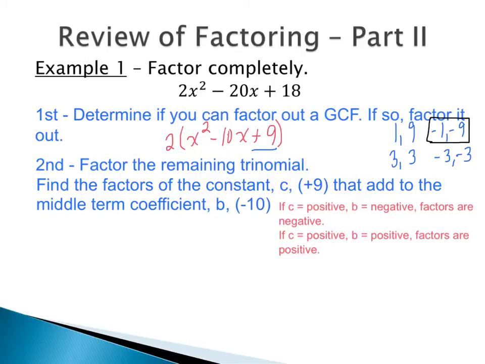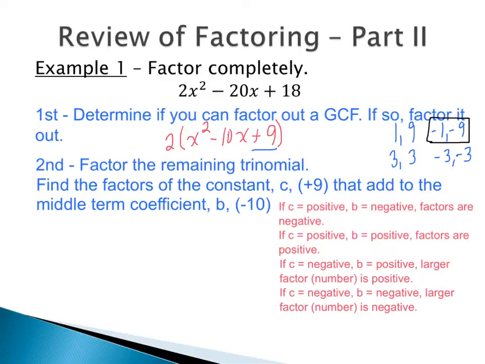If that constant is negative, but our middle term coefficient b is positive, then the factors are going to be positive and negative. So one's going to be positive, one's going to be negative. But if that middle term coefficient b is positive, that means that the larger number gets the positive. If c is negative and b is negative, so if our constant is negative and our middle term coefficient is negative, that means that the larger number gets the negative. So knowing those tips can help with your factoring.